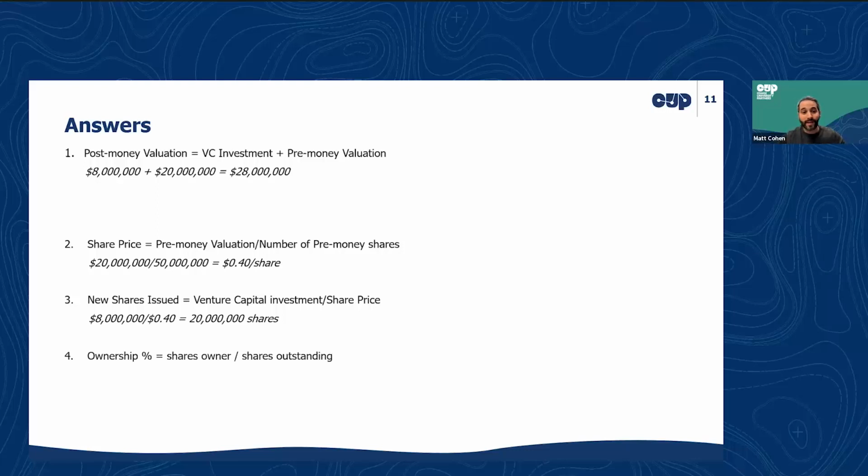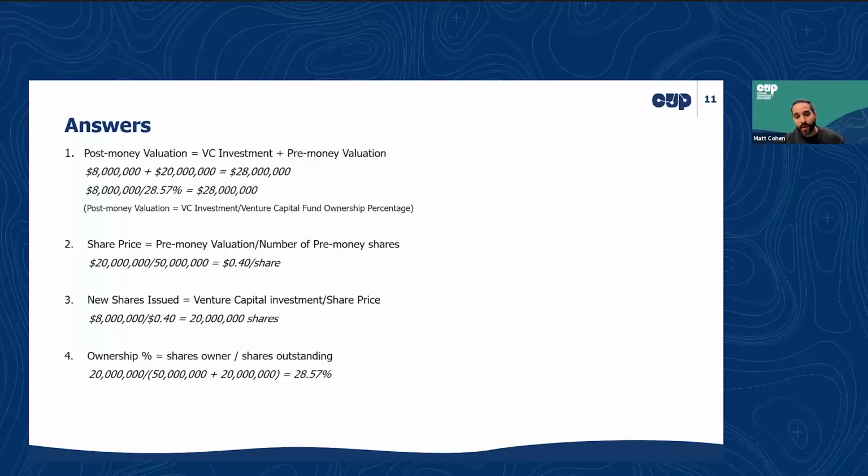And so how much of the company does Gray Havens own now? Well, we know that they got 20 million shares. We just calculated that. And if we divide that by the total number of shares outstanding, which was the 50 million shares initially, plus the 20 million new shares that Gray Havens got, we get 20 million divided by 70 million. And that means Gray Havens will own just under 30% of the company.